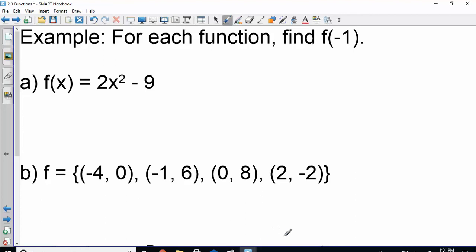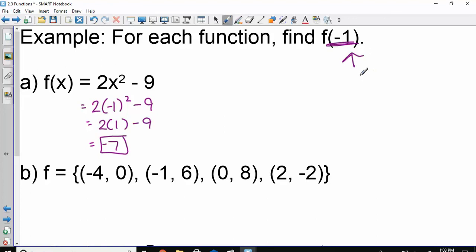So I gave you 4 different ways you might see a function represented. Equations, ordered pairs, mapping, graph. I want you to find f of -1 on each. So you guys are good with plugging it into the equation. -1 squared is 1. You have 2 times 1 minus 9. And you get -7. When I say find f of -1, that means find y when x is -1.